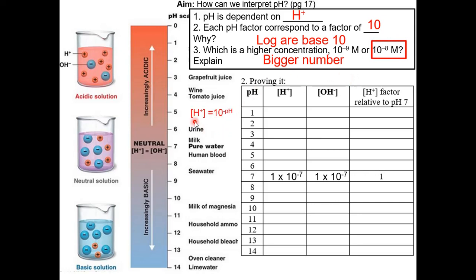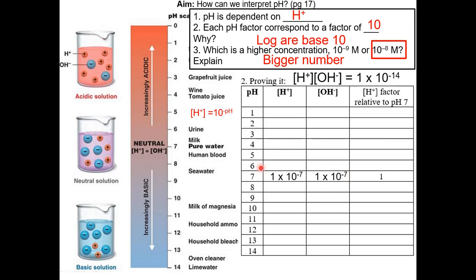So we know that the hydrogen ion concentration is equal to 10 to the minus pH, and we also know that the product of the hydrogen and hydroxide ions is 10 to the minus 14. So let's complete this table to show that each pH factor corresponds to a factor of 10. At a pH of 7, using this equation, the hydrogen ion concentration is 10 to the negative 7. Using this equation over here, the hydroxide ion concentration is also 10 to the negative 7.